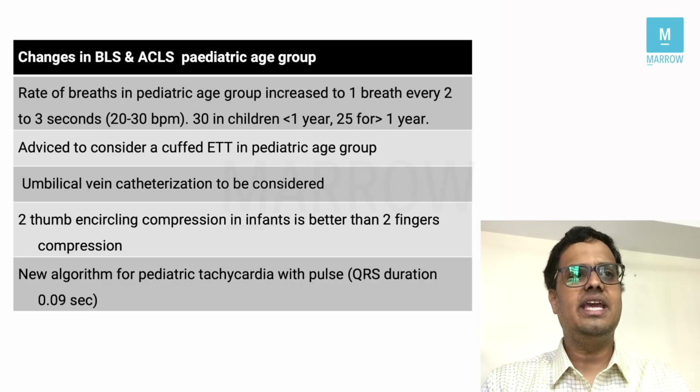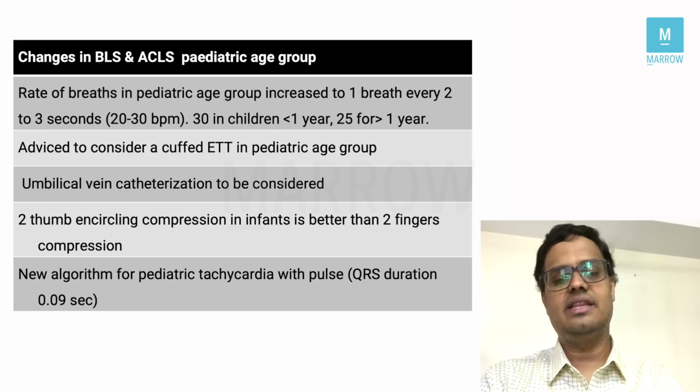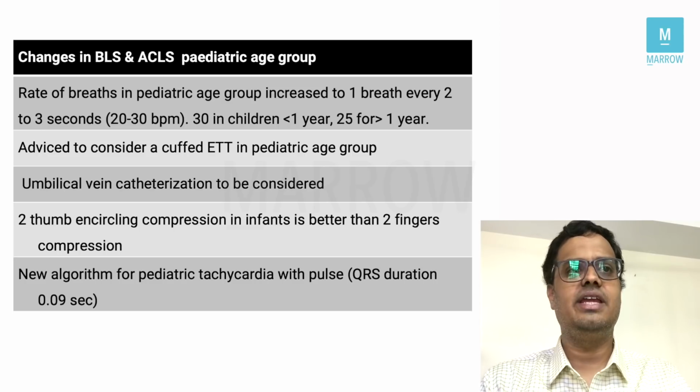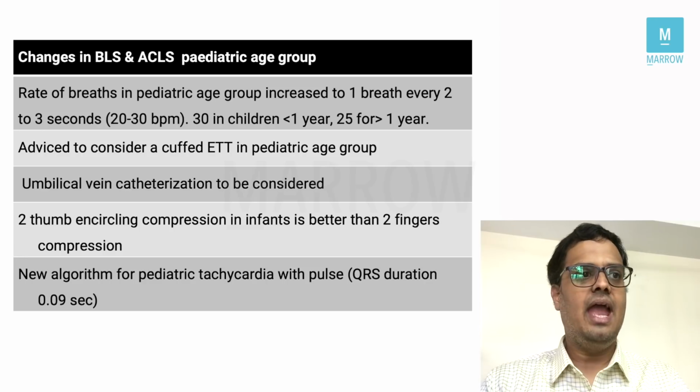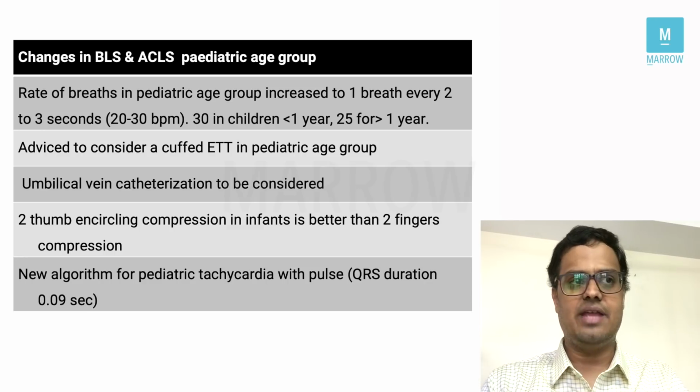Okay, so in pediatric age group, it is increased to 20 to 30 breaths per minute. If it is less than 1 year, 30 breaths per minute. If it is greater than 1 year, it is 25 breaths per minute. And umbilical vein catheterization to be considered.